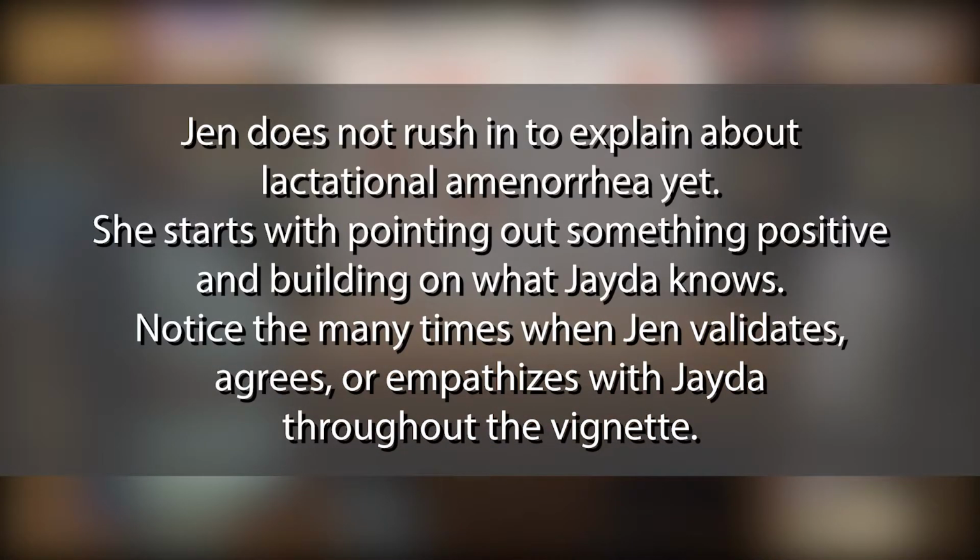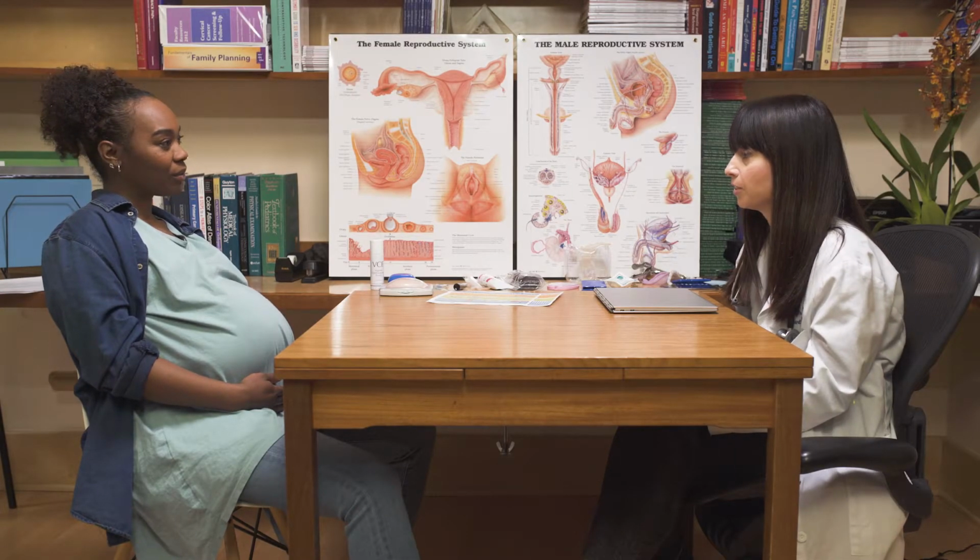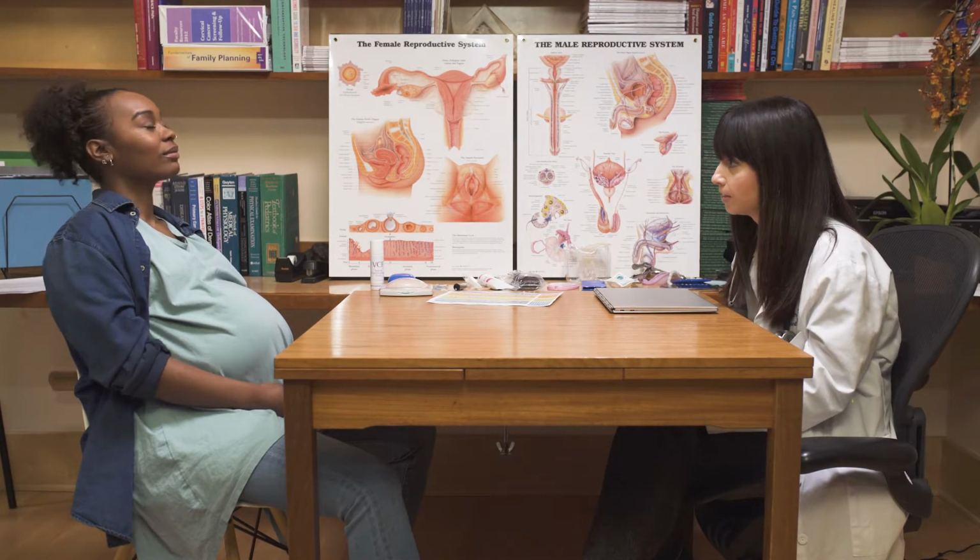Jen does not rush in to explain about lactational amenorrhea yet. She starts with pointing out something positive and building on what Jayda knows. Notice the many times when Jen validates, agrees, or empathizes with Jayda throughout the vignette. Well, it's great that you know that breastfeeding is important and great for your kids. And if you're breastfeeding 100% of the time for 6 months, it's a very effective way of preventing pregnancy until your period comes back. And it's good for losing the baby weight.